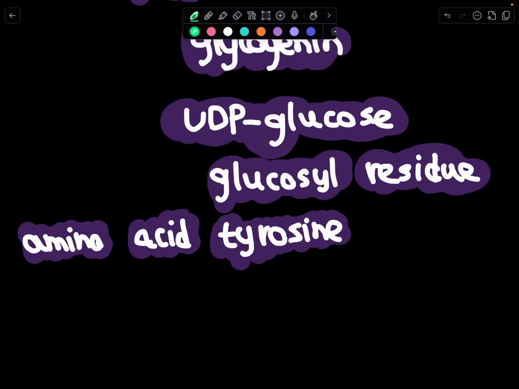UDP glucose donates the first glucosyl residue, attaching it to tyrosine in the glycogenin. And then this glycogenin extends the glucose chain by up to 7 additional residues.